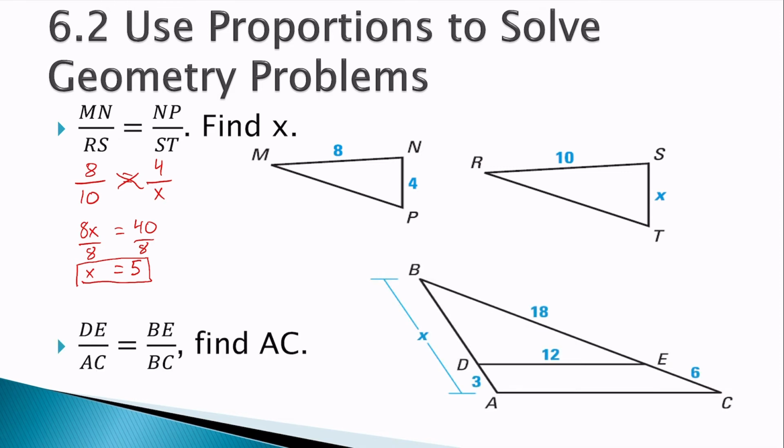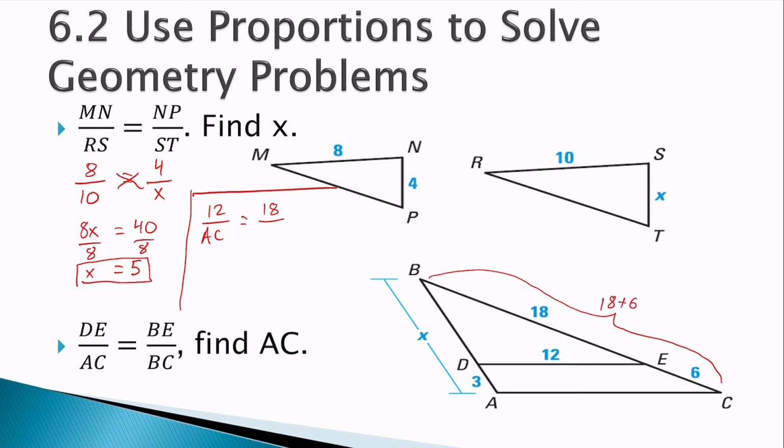Let's try another. I'll put it up there. DE is 12. AC is, we don't know, that's what we're looking for. BE is 18. And BC goes all the way there. It's that whole distance, so we'll have to add those together. So that'd be 18 plus 6, which is 24. So BC is 24.